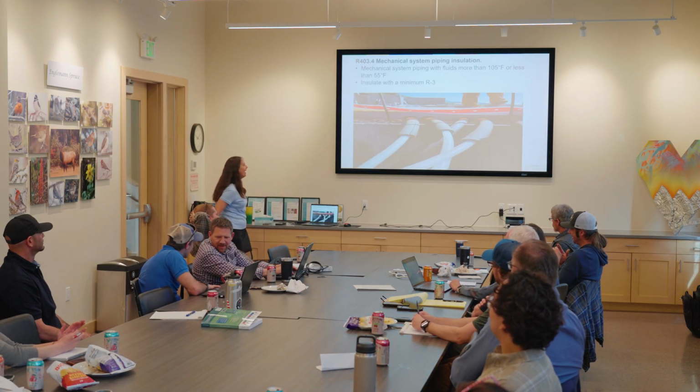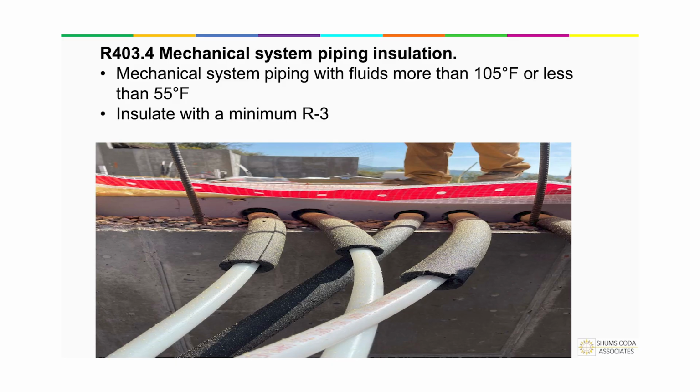All right, here's a fun one. Let's talk about mechanical piping systems. They are required to be insulated when you have anything above 105 or anything below 55 degrees of fluid temperature running through it. You have to insulate it to a minimum of an R-3. This is where I'm going to say, let's have a conversation. I hope nobody has had the same experience as me, but we have piping, and we have insulation going right there.